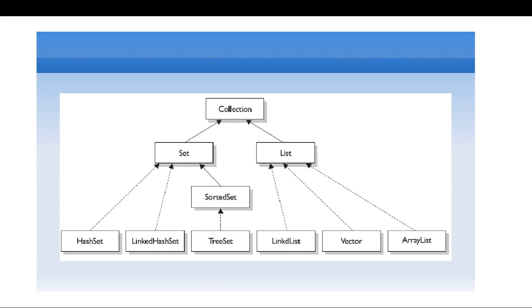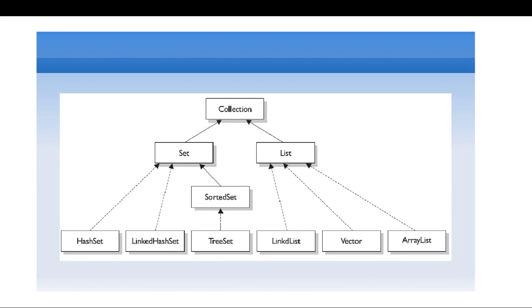In the list we have three classes which implement all the methods of list. I will show you the methods of list and collection both, and these are the classes which implement all the methods of these interfaces: linked list, vector, and array list. In today's video we are going to talk about array list only.